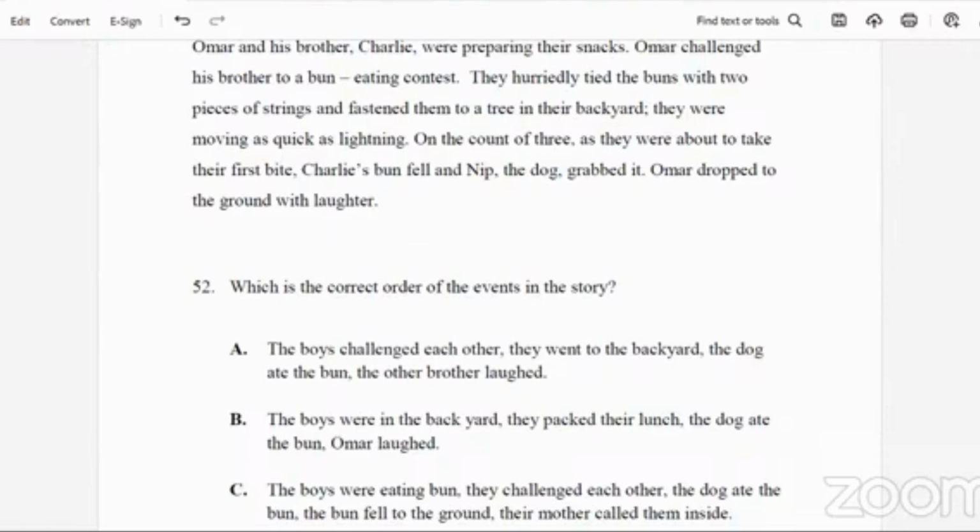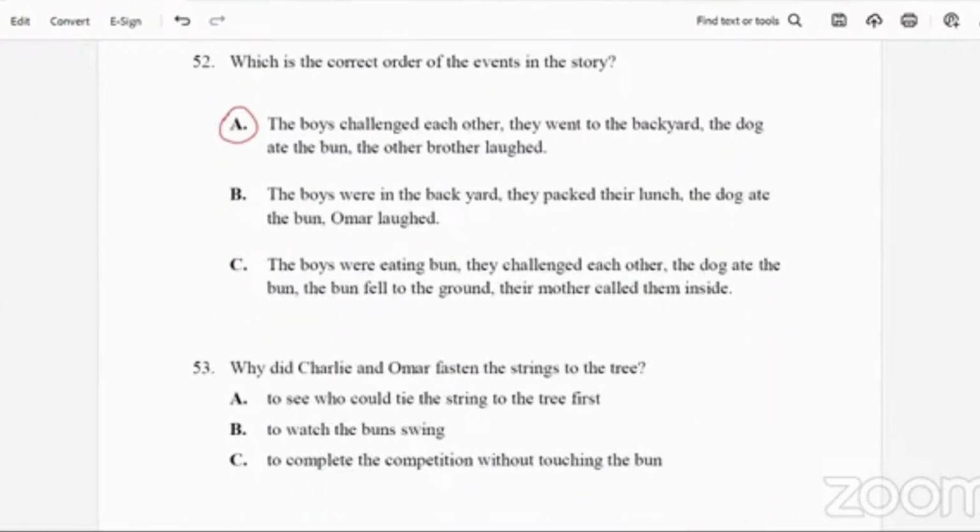It didn't tell us anything about the mother calling them inside, or that they were eating bun and then they challenged each other. And it could not have been that the dog ate the bun and then the bun fell to the ground. That's not in the correct order either. So the answer is A. All right, let's get to the next question.